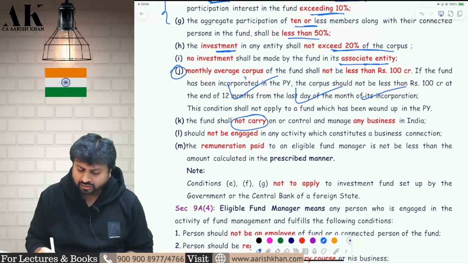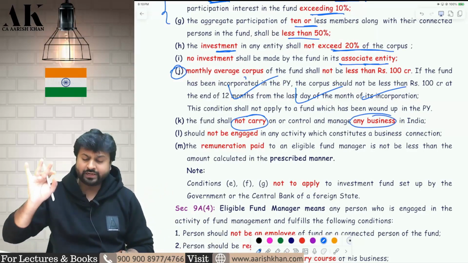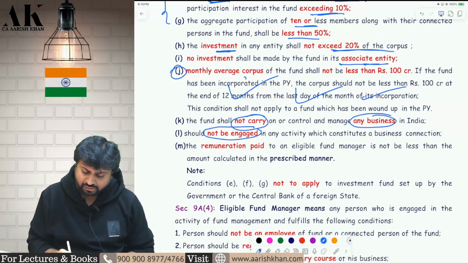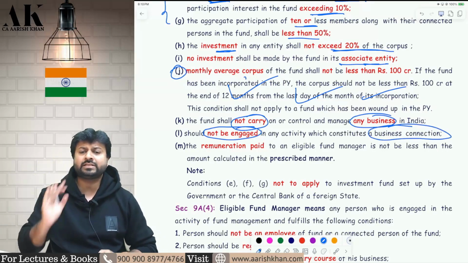The fund shall not carry on or control any business in India. They should not be engaged in any business in India. They should not control or manage any business in India. The fund should not engage in any activity which amounts to a business connection. They should not do anything which is similar to a business connection.